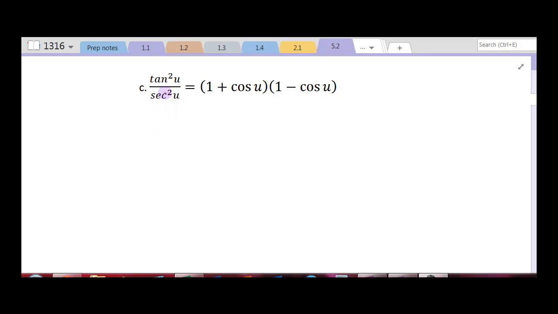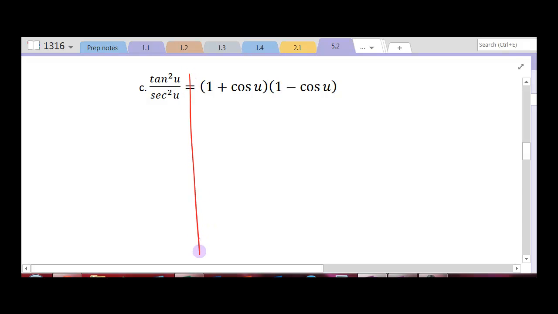The first time we're going to do it, we're going to take the left-hand side and turn it into the right, because maybe I feel like the left-hand side is more complicated. So we're going to work in that direction first. So I'm going to see if I can separate tan squared over secant squared into something like this, 1 plus or minus cosine u. Okay, so I have to start thinking tan squared and secant squared. That is a relationship given by the Pythagorean identity.